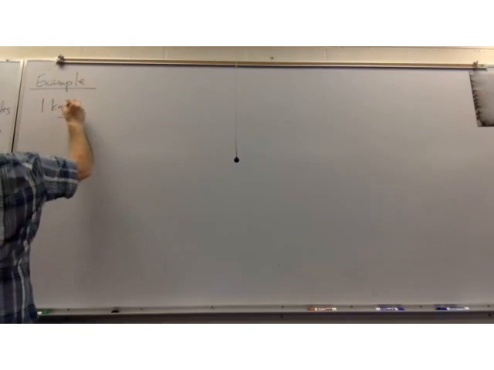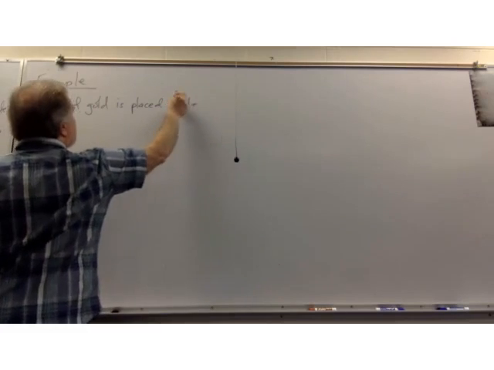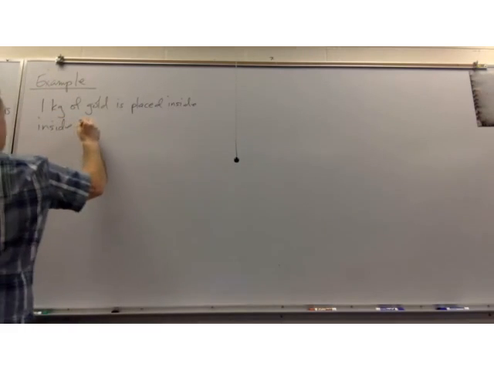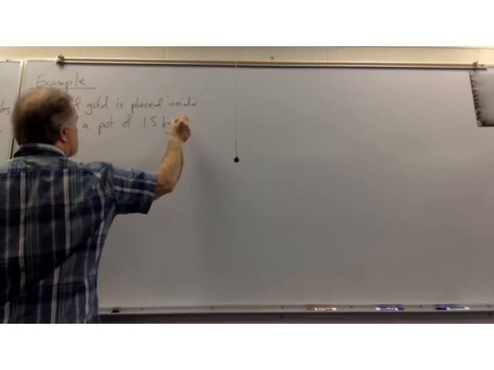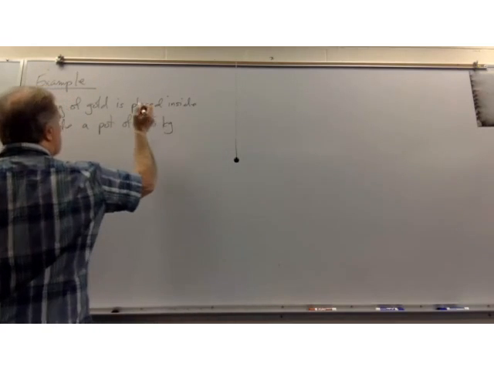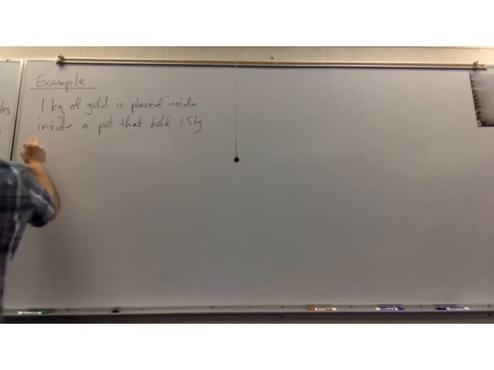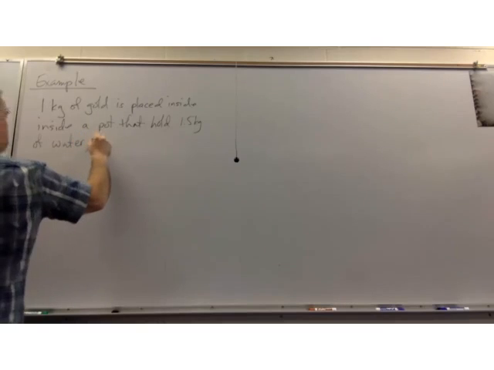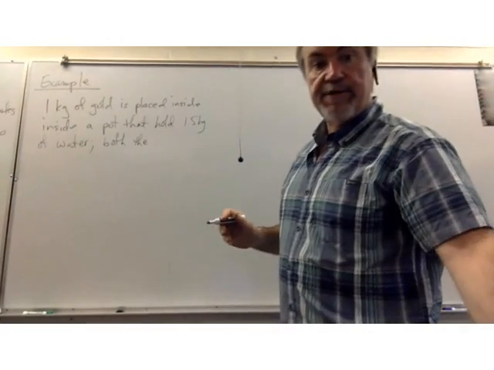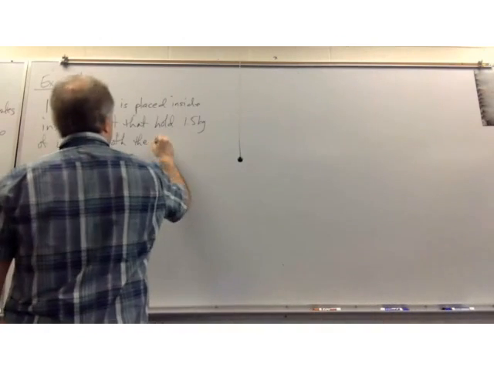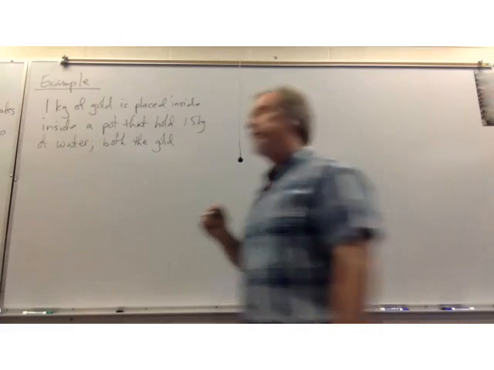Let's suppose you have 1 kilogram of gold. It's placed inside a pot of water, also 1.5 kilograms of water. Sorry, let's say a pot that holds that. And the water and the gold are both at 0 degrees Celsius. That's 273.15 Kelvin. But they're just above the freezing point of water, so that the water is liquid, but at 273.15 Kelvin.